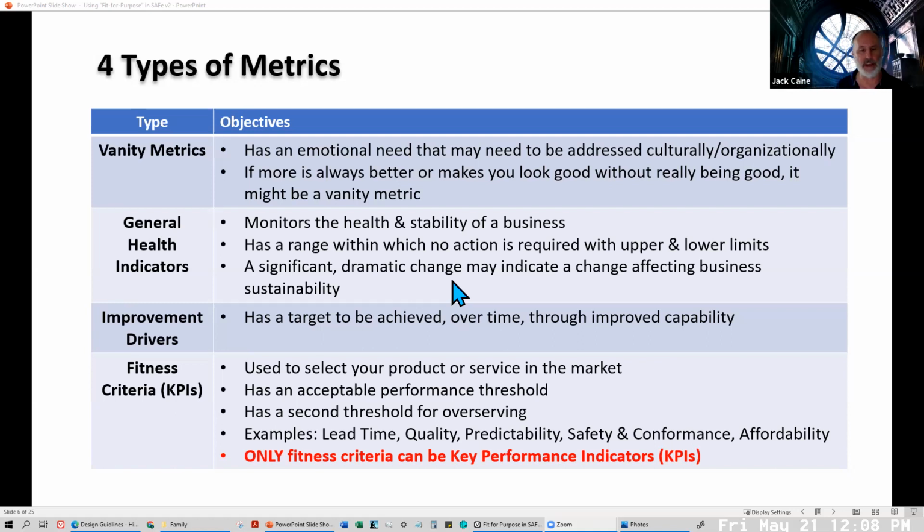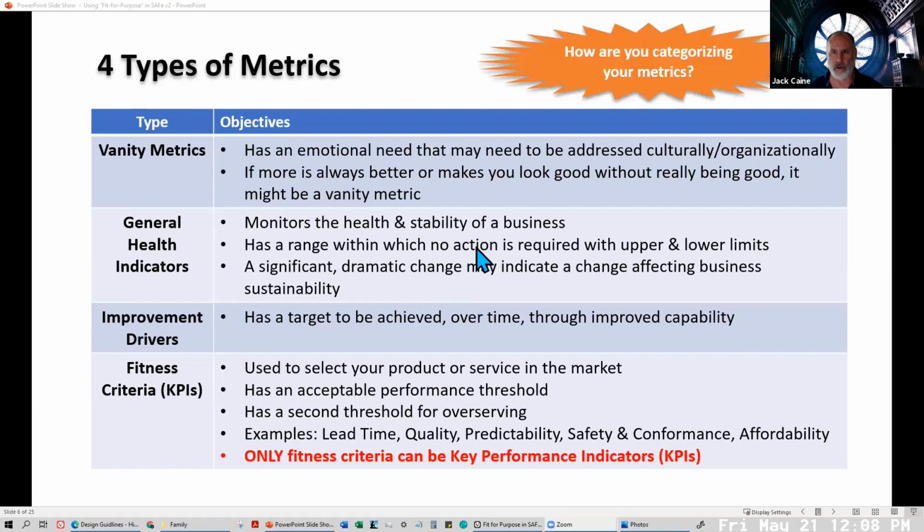Examples of fitness criteria KPIs are lead time, quality, predictability, safety, performance, and affordability. Only fitness criteria can actually be key performance indicators, okay? Only these can actually be key performance indicators. So think back in your own job where people are throwing out the term KPI, and is it really a fitness criterion, or is it a vanity metric, general health indicator, or an improvement driver? Misuse of metrics will probably give you different outcomes than what you are seeking. So the question is, how are you categorizing your metrics?